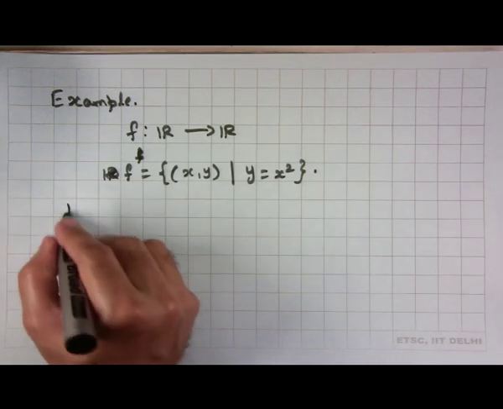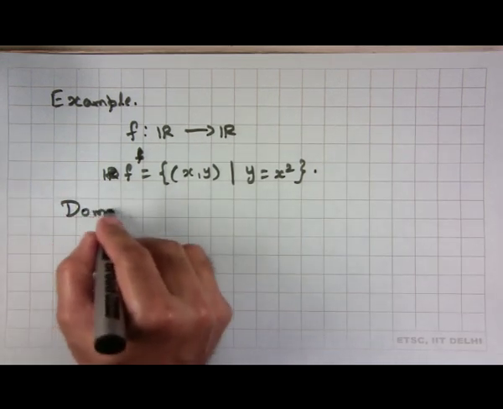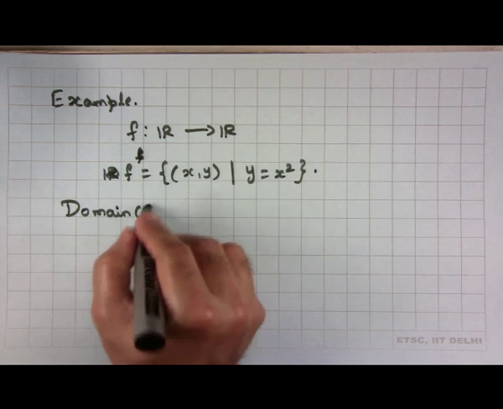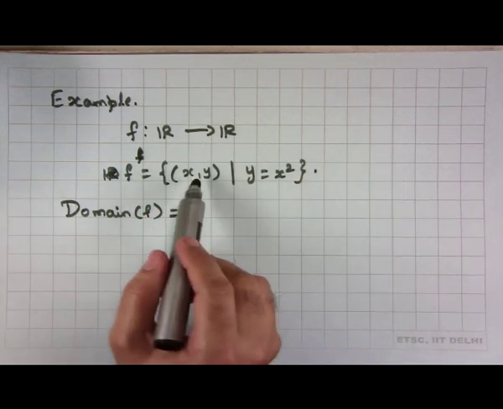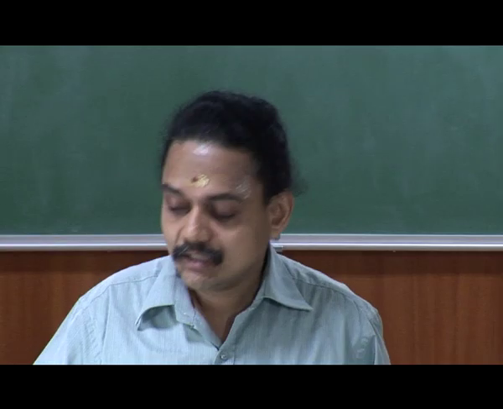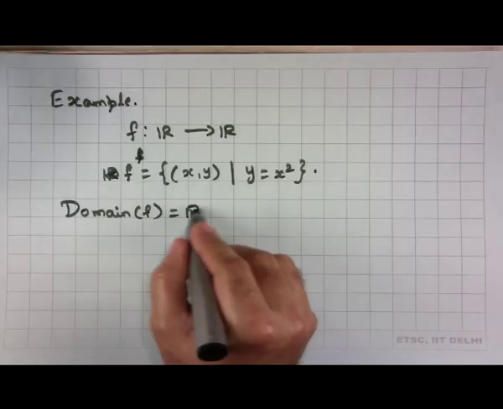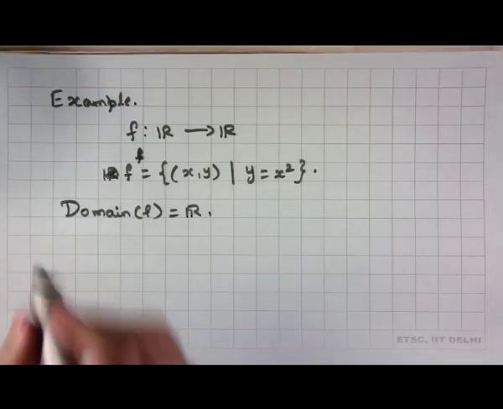Now, let us try to write down the domain of f. Notice that for any x in R, its square always makes sense, therefore, the domain of f is the whole of R.